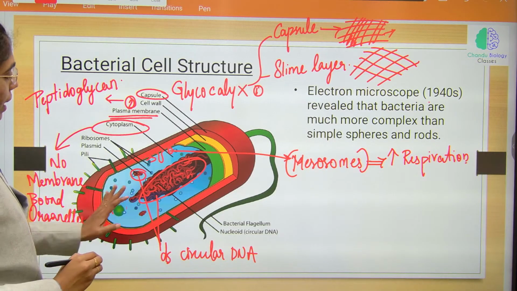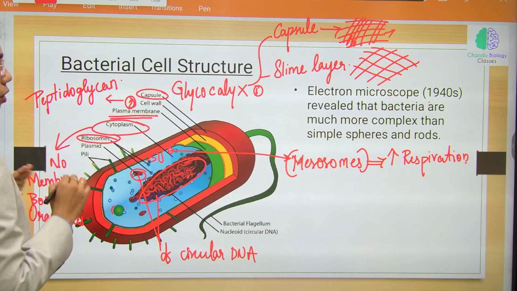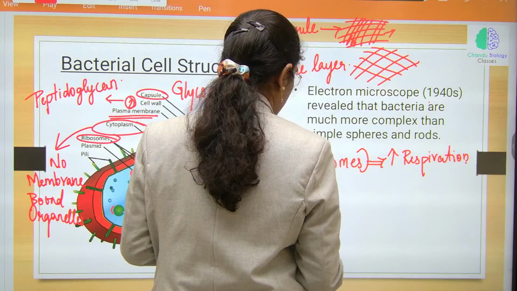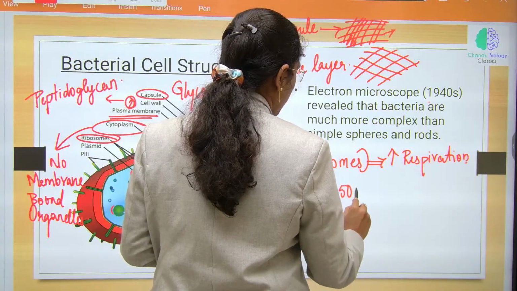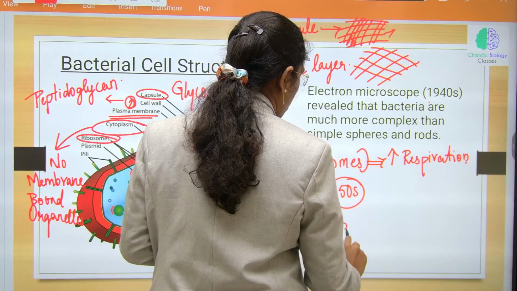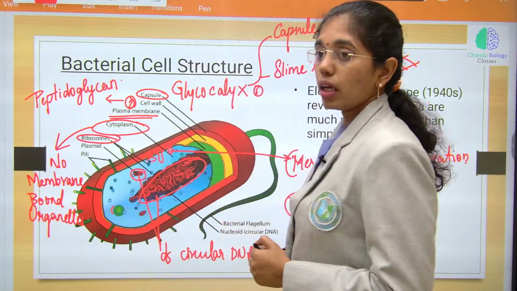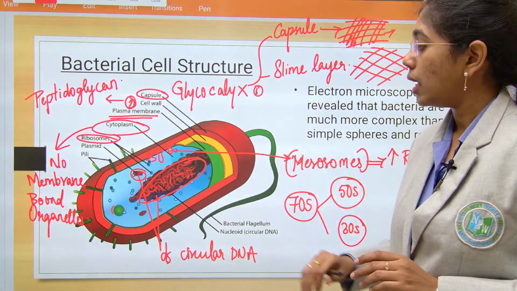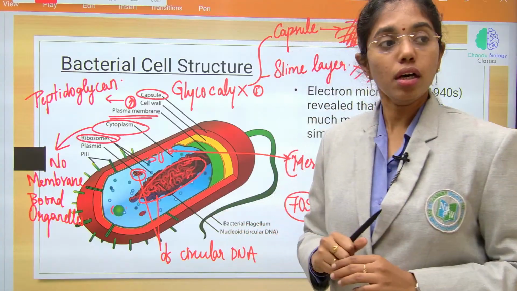Now, inside the cytoplasm you have ribosomes. They are 70S ribosomes, wherein the larger subunit is 50S and the smaller subunit is 30S. Where are the ribosomes present in a bacterial cell? They are present both inside the cytoplasm and adjoining the cell membrane.